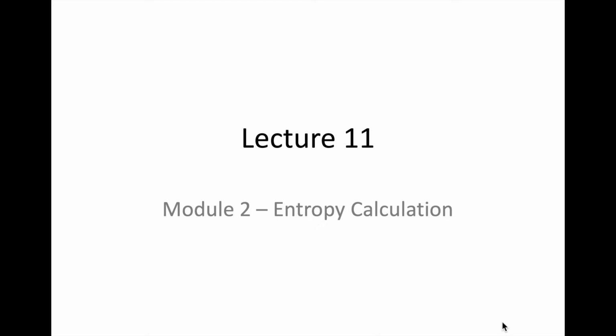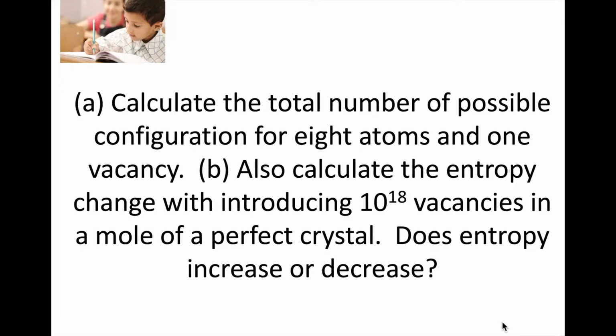All right, so now that we've talked a little bit about entropy and particularly the Boltzmann's equation, what we want to do is do a quick calculation. So this is going to be in your quiz, but what I want you to do is consider one of those simple systems, and in this case, calculate the number of possible configurations for 8 atoms in one vacancy.